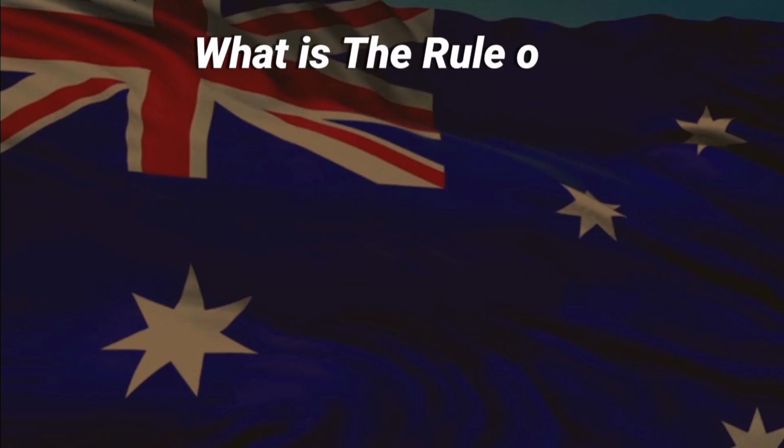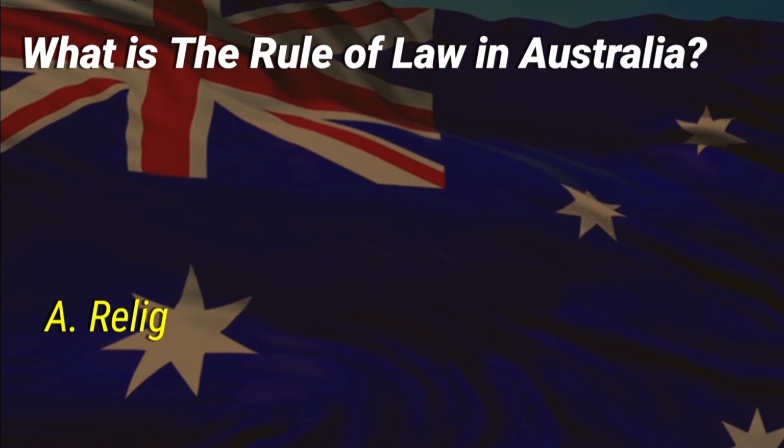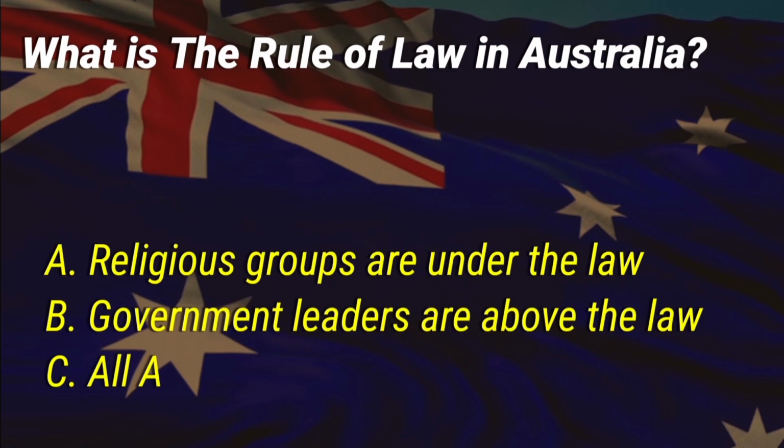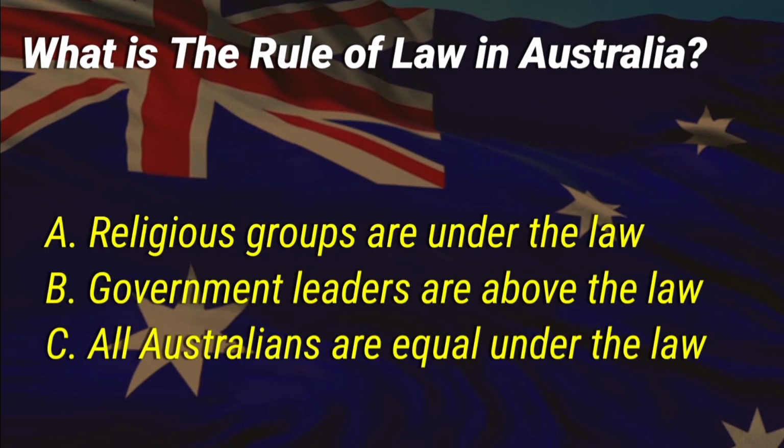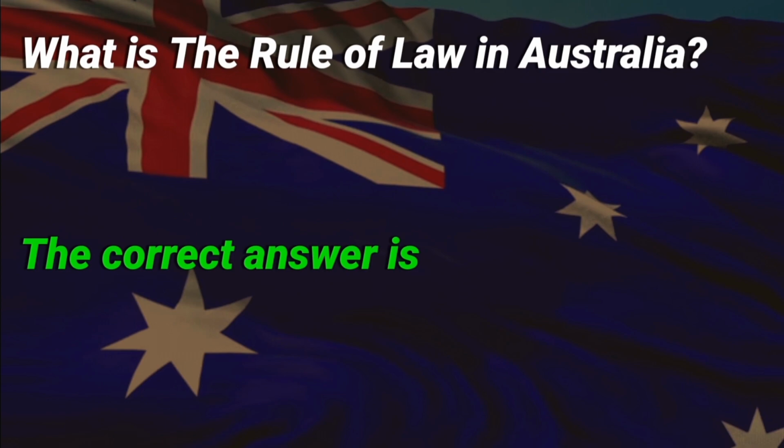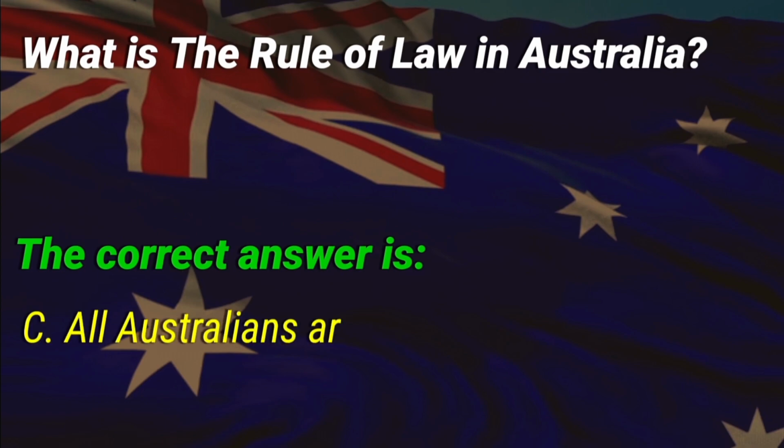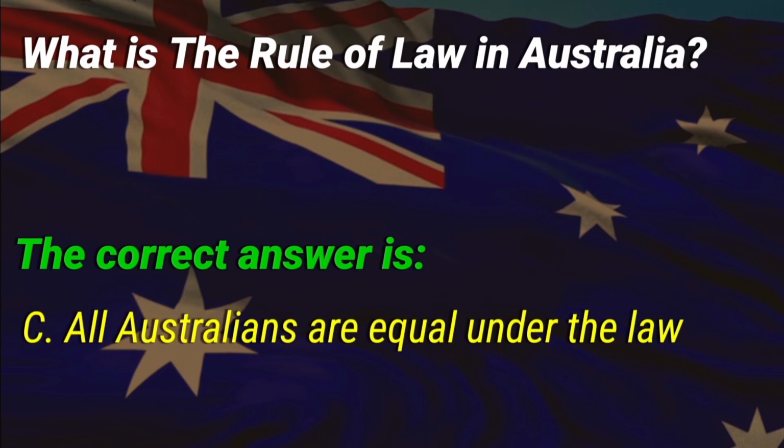What is the rule of law in Australia? A. Religious groups are under the law. B. Government leaders are above the law. C. All Australians are equal under the law. The correct answer is C. All Australians are equal under the law.